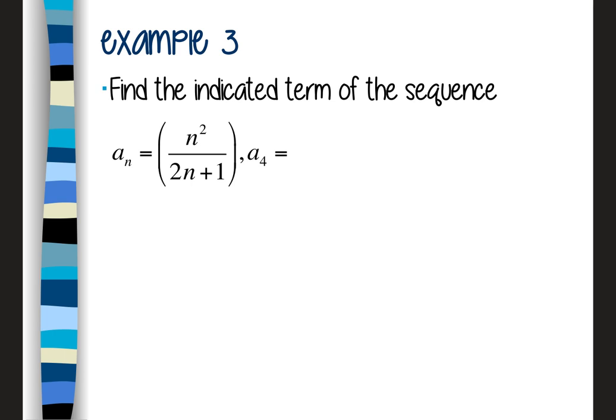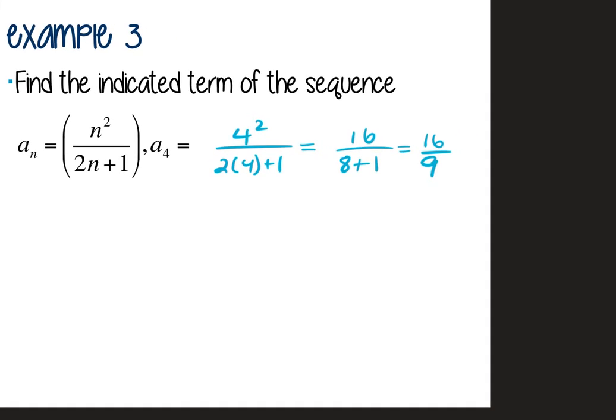All right, example 3 says find the indicated term of the sequence. Now we're jumping to just one specific term. It gives you a sub n and asks for a4, so I'm literally plugging in 4. So 4 squared over 2 times 4 plus 1, which is 16 over 8 plus 1, which is 16 over 9. You cannot reduce that, because those are not divisible by the same number. So you'll leave it just like that.